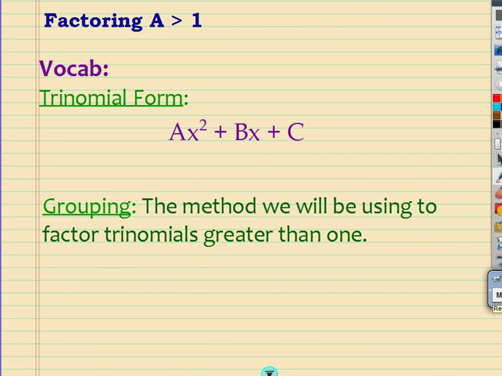Here's our vocab. The trinomial form we are working on is ax squared plus bx plus c. And we will be focusing on the grouping method. There are other methods available. We will cover only one of these in our video, and we can mention the other ones during the class.